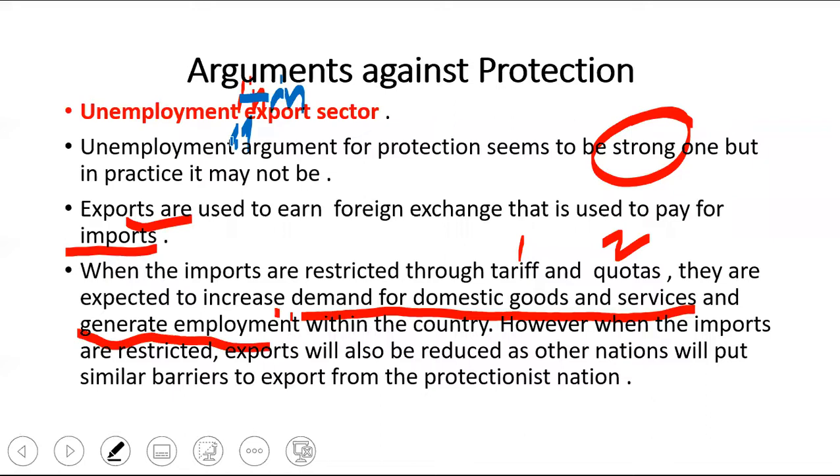First point is what? Government is trying to reduce the import. Point number one. Second point is how they are reducing the import. They are reducing the import by tariff and quota. Okay. Point number three, demand for domestic goods and services should increase because the price of imports is higher.